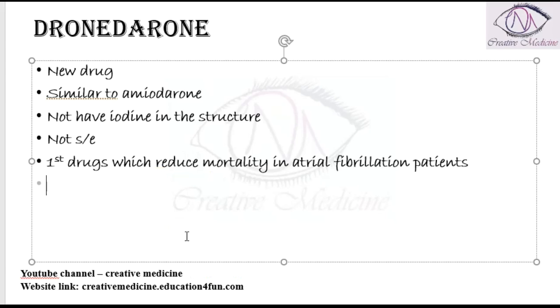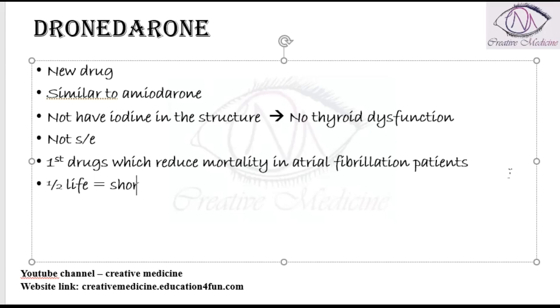Then, this has no thyroid dysfunction because there is no iodine in the structure of dronedarone. There is no thyroid dysfunction in the dronedarone. The half life of dronedarone is also very short, very less. The half life of dronedarone is very short, that is around 24 hours as compared to amiodarone.